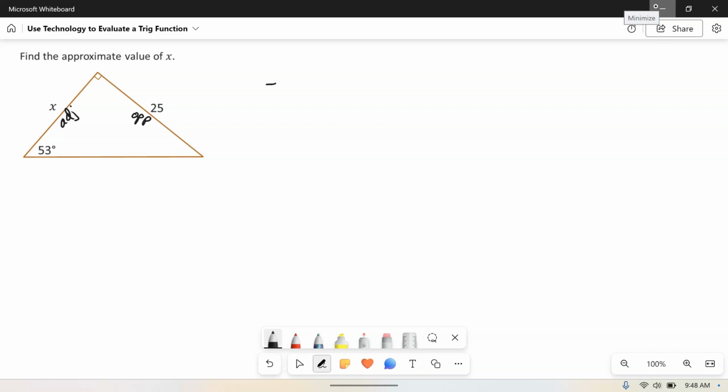Okay, so in general, the tangent of some acute angle theta is equal to the opposite side divided by the adjacent side. And so in this case, let's put our values in there. We know theta is 53 degrees, so we'll have the tangent of 53 degrees. We know the length of the opposite side is 25, and the length of the adjacent side is x. So tangent of 53 degrees is equal to 25 over x. That's the equation that we have, and we just need to solve it for x.